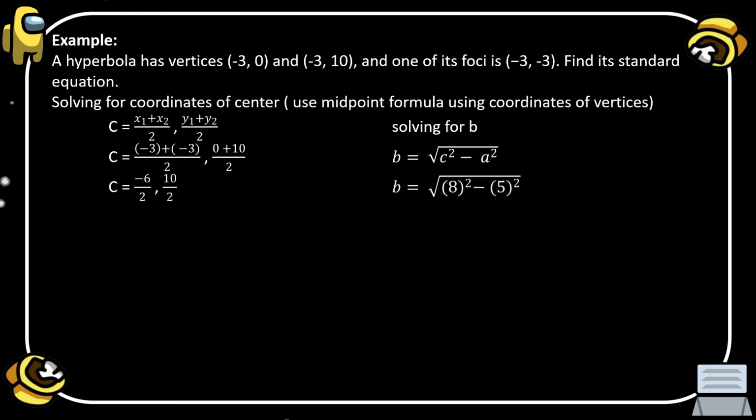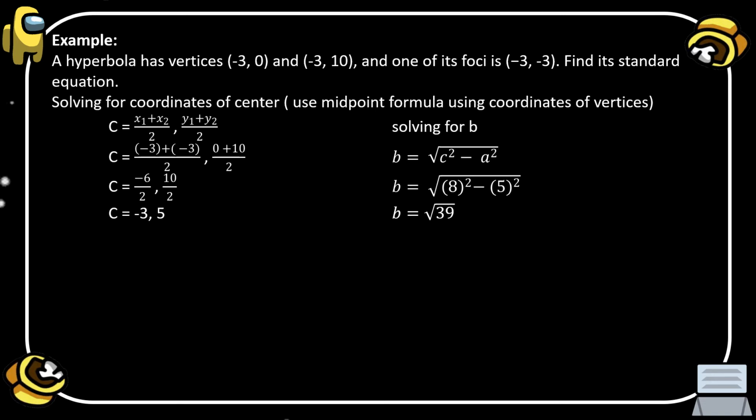When you simplify, it becomes negative 6 and negative 3 plus negative 3. Meaning, you are adding more debt, since you have a plus sign, so you add another 3, and it becomes 6. Divide it by 2. Then, for the coordinates of y, 0 plus 10, divide by 2. So, negative 6 divided by 2, the result is negative 3. And 10 divided by 2, the result is 5. Therefore, the center of the hyperbola is equal to negative 3 and positive 5.